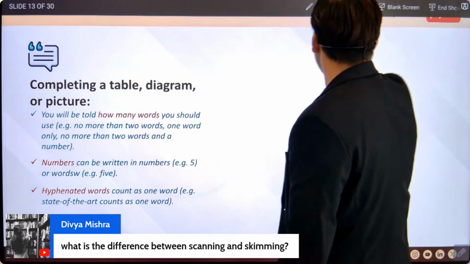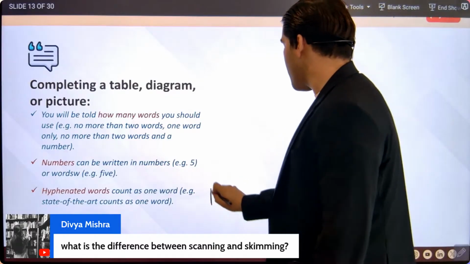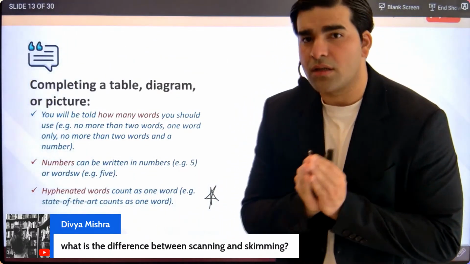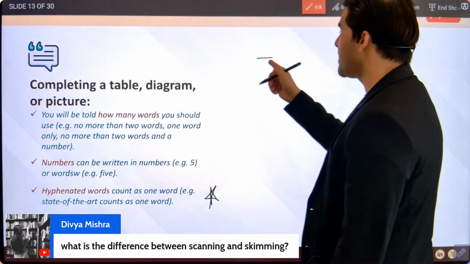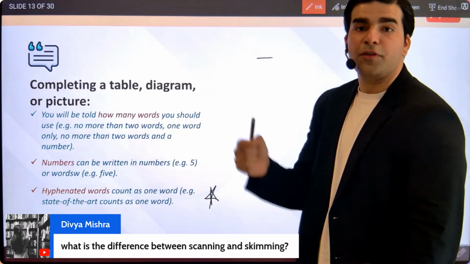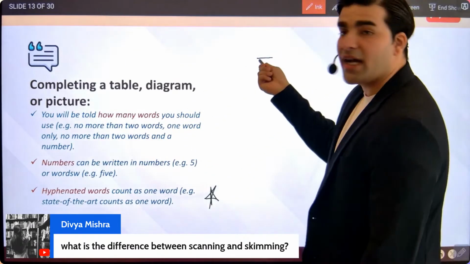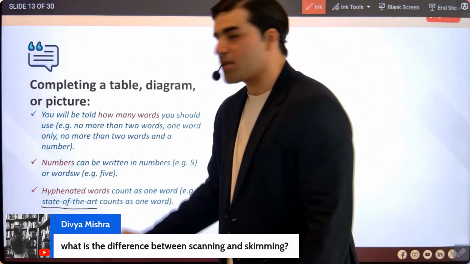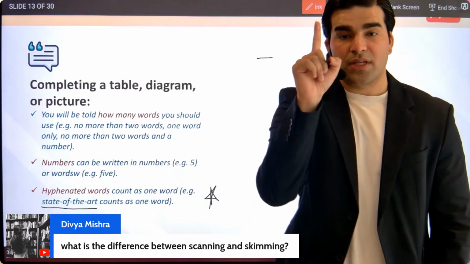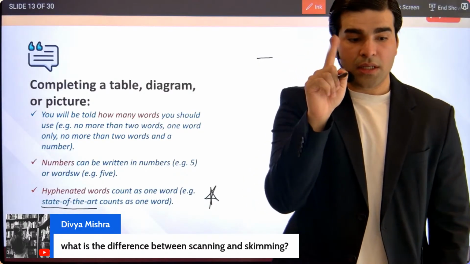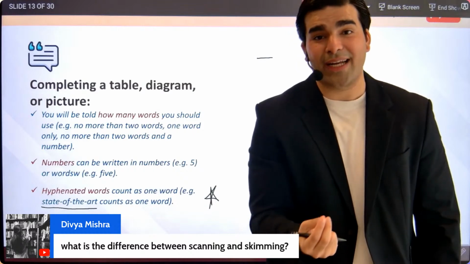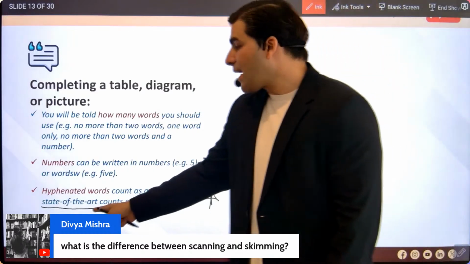This is an extremely important piece of information. What is the meaning of hyphen? Hyphen means this, minus sign. So if you write words with a hyphen, for example, state-of-the-art, it is counted as 1 word. This is an absolutely important piece of information that we're discussing right now. This is counted as 1 word.